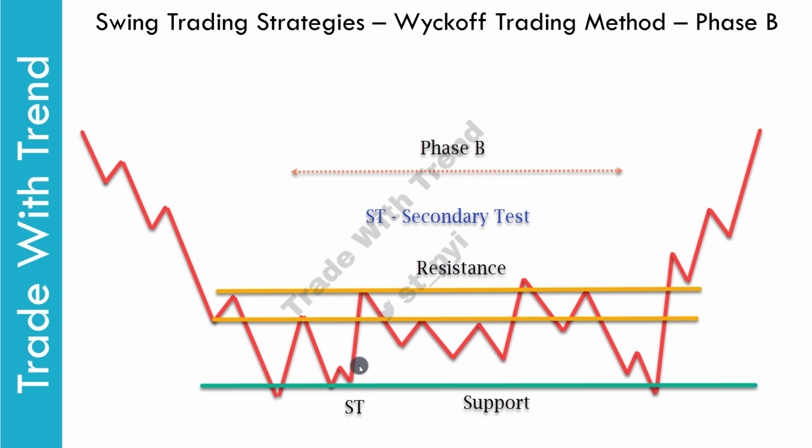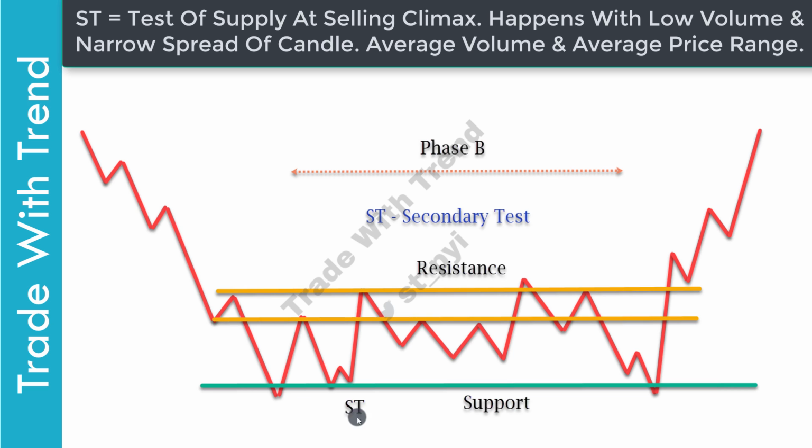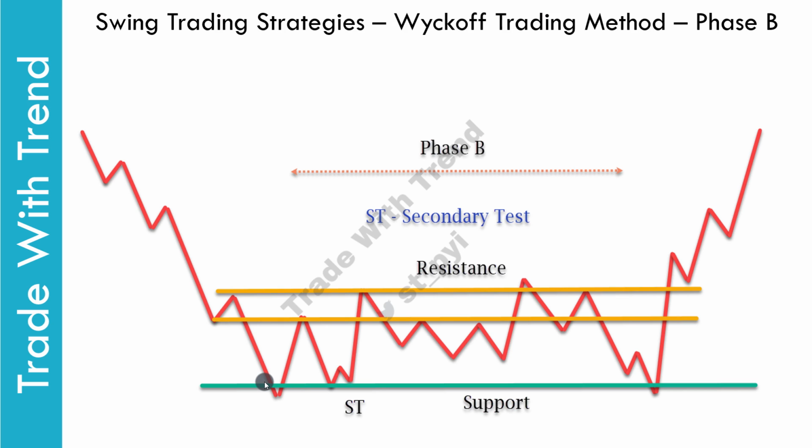Now during this phase, you can spot a secondary test where price tests the supply near the region of the selling climax that we saw in phase A. Volume during this test does not expand and the range of the candle is limited in nature. If the bottom is indeed formed in phase A with the selling climax, then the secondary test should confirm this with average volume and average price range. The panic that existed during phase A when the selling climax was underway would be absent during this phase when the secondary test happens. This is a key differentiating factor and this should be taken note of.